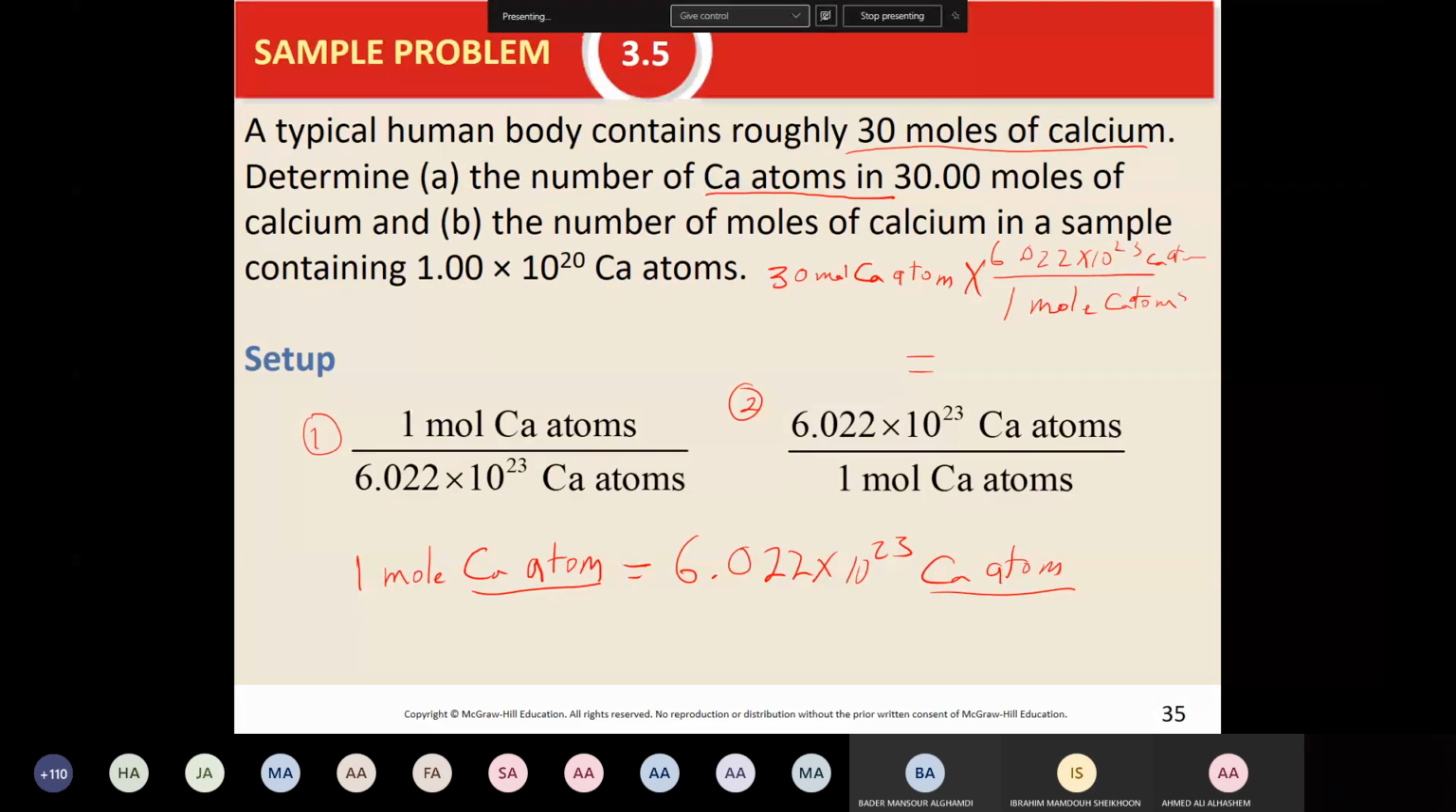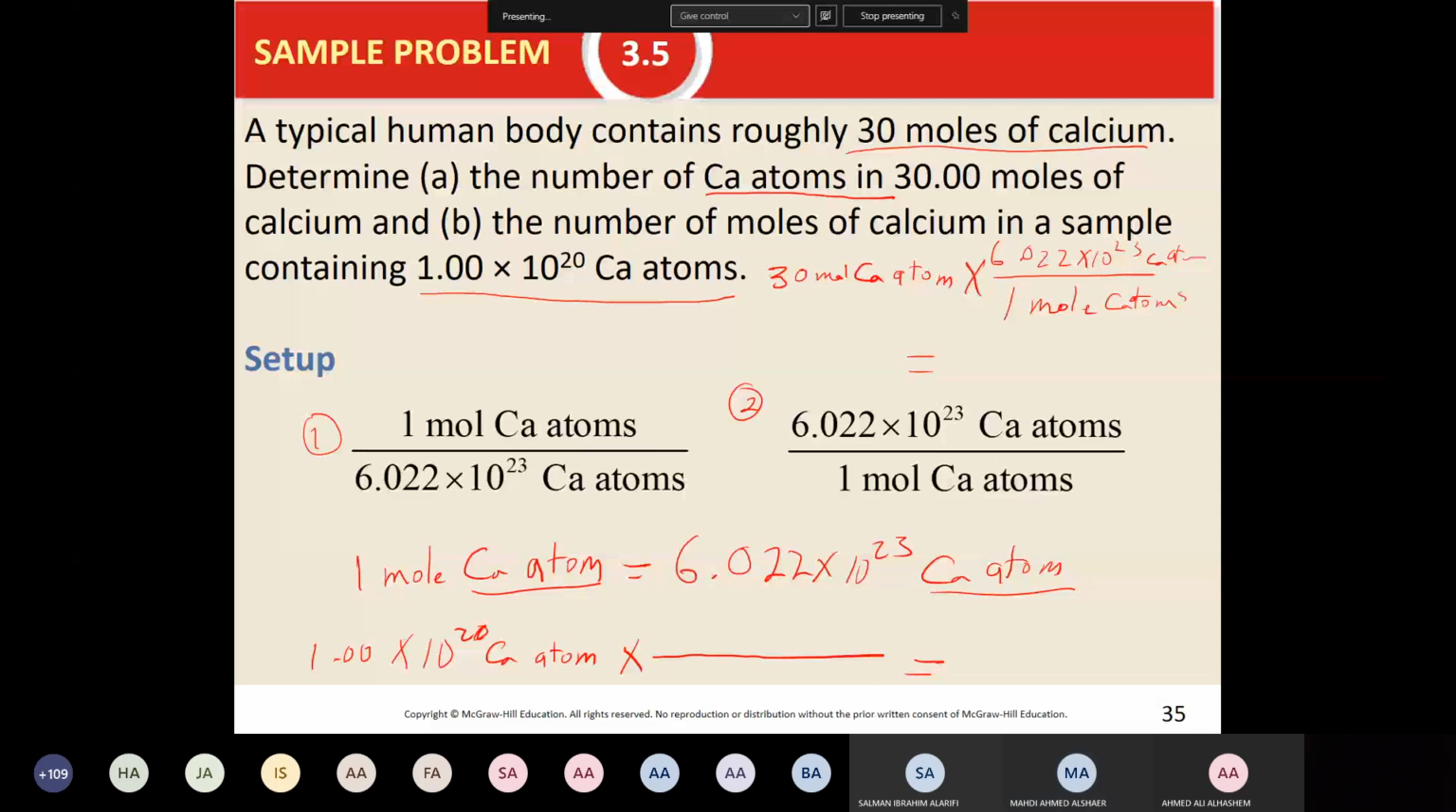Next, B. Determine the number of moles of calcium in a sample containing 1.00 times 10 to the power 20 calcium atoms. How many moles is this? Which fraction? Divide by the Avogadro number. Which fraction should I use to solve this? The first one.